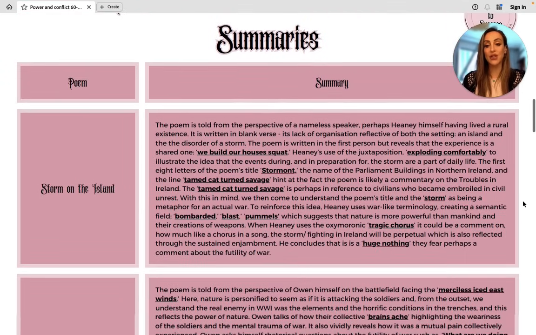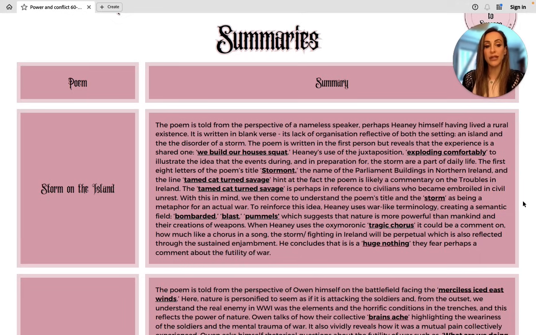Next up, we have Storm on the Island. The poem is told from the perspective of a nameless speaker, perhaps Heaney himself having lived in a rural existence. It is written in blank verse, and its lack of organisation is reflective of both the setting, an island, and the disorder of a storm.